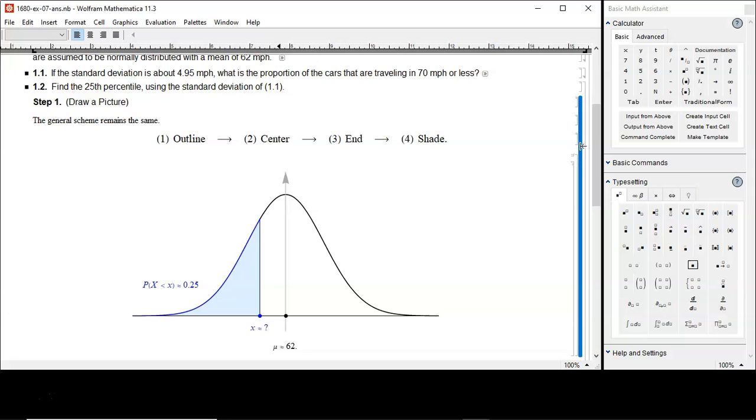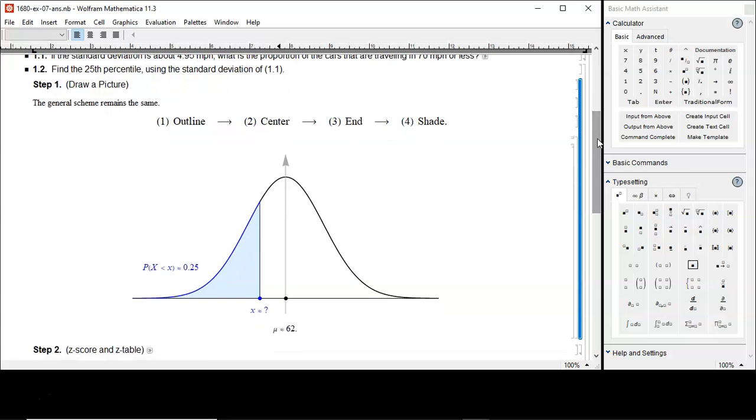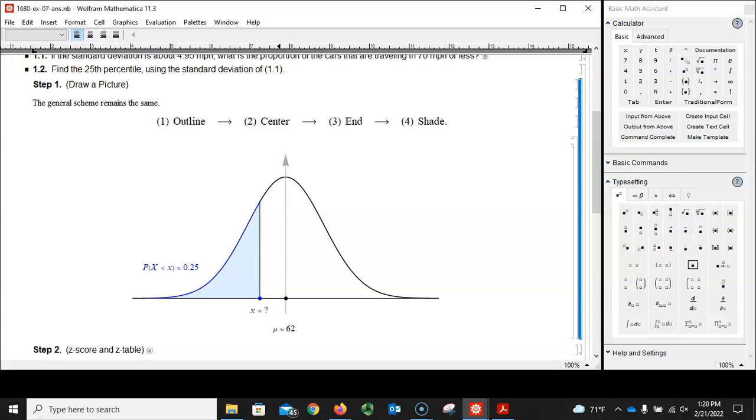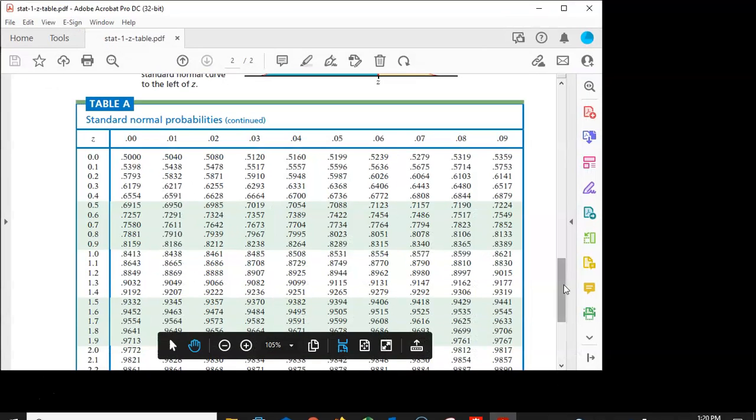Okay, there you go. Draw a picture. Outline, center, end, and shade. I don't know end, so X, I'm going to find out. And this is 25th percentile, so 25%. And look up 25% from the Z table. Let's see. Here we go, 25%.